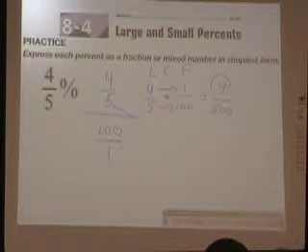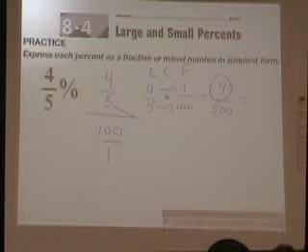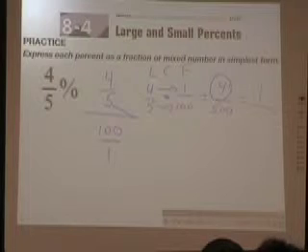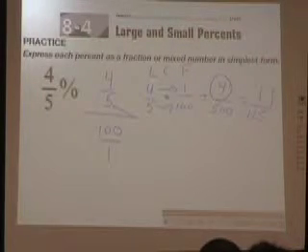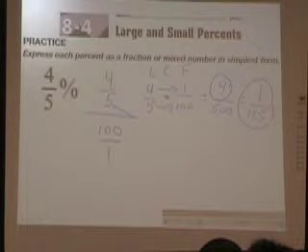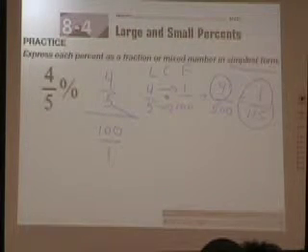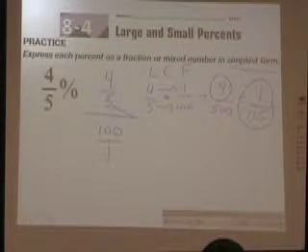Let's divide the top by 4. What do you get? What's 4 divided by 4? 1. What's 500 divided by 4? 125. Good. So your reduced fraction in simplest form, because that's what it says right here, in simplest form is 1 over 125.